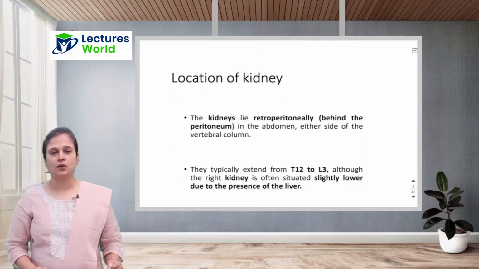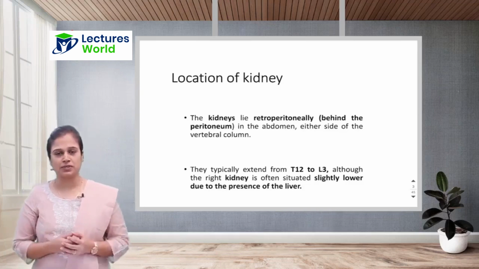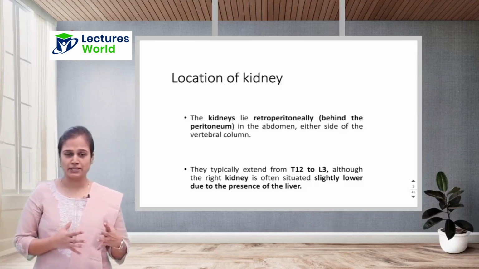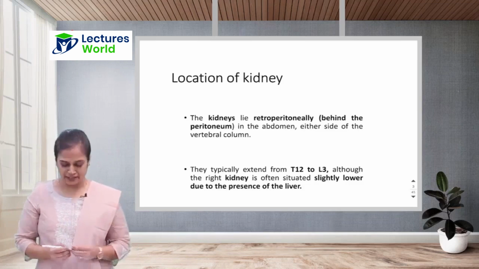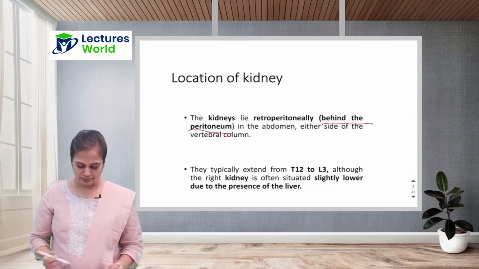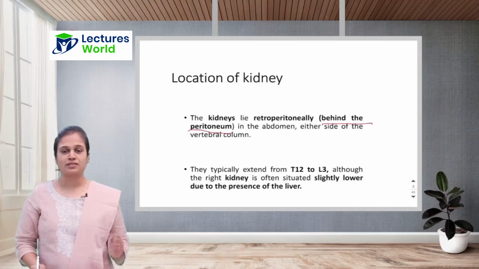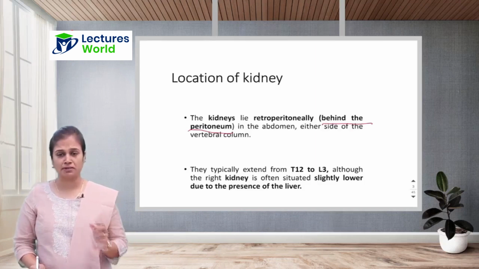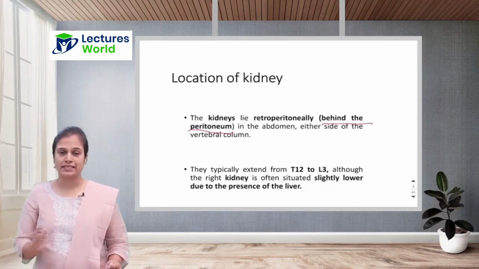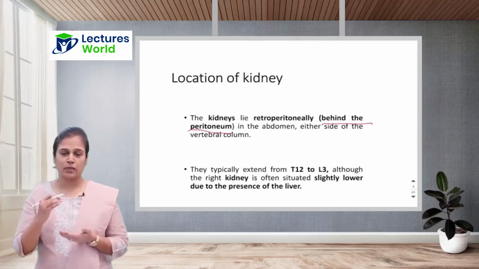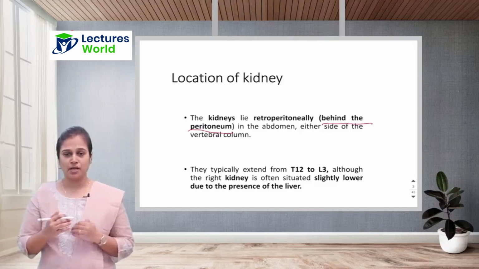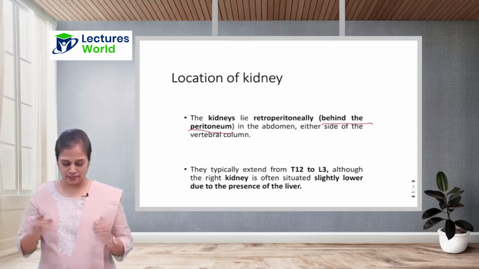Now we will talk about the location of the kidney, where the kidneys are located. Kidneys are located retroperitoneally, that is, behind the peritoneum in the abdomen, on either side of the vertebral column, that means near the vertebral column. They typically extend from T12 to L3, that is, thoracic 12 vertebra to lumbar 3rd vertebra. Although the right kidney is often situated slightly lower than the left kidney because of the presence of the liver.